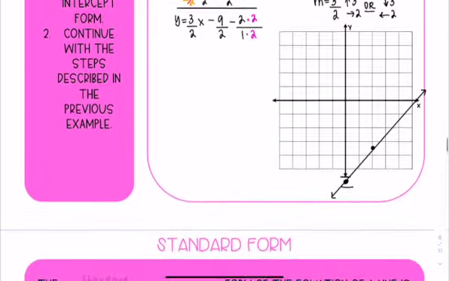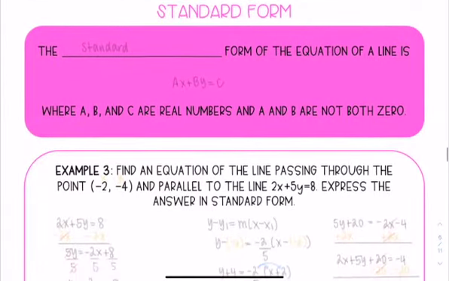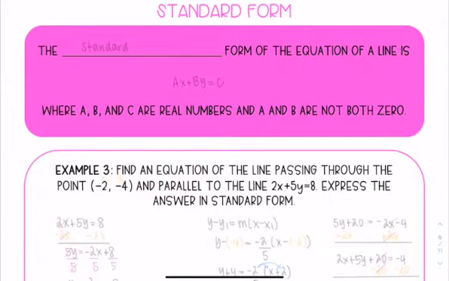And we've got one more form we need to talk about, and that is standard form. We don't use this that often because we can't tell a lot of information from it. But the standard form of the equation of a line is ax plus by equals c, where a, b, and c are real numbers, and a and b are not both 0.